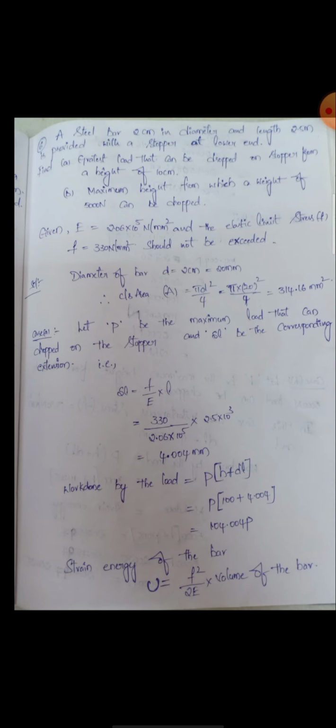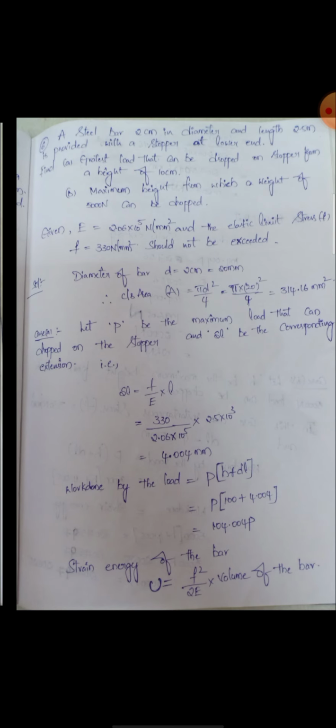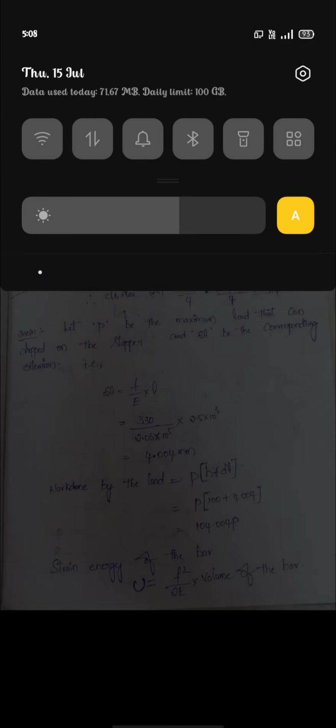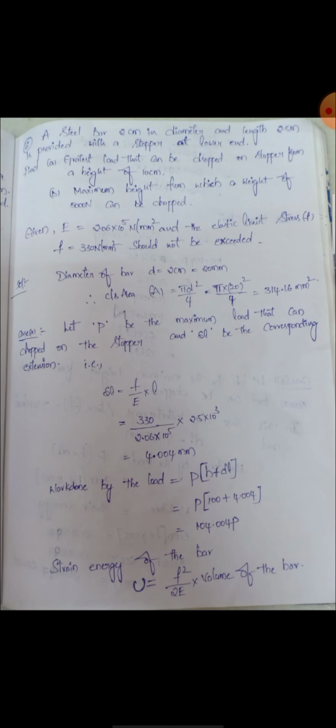Next, work done by the load. Here a dropping, nothing but an impact load, is applied. So the work done by the load equals P into (H plus delta L). Here H equal to 10 centimeters, nothing but 100 mm, plus the delta L value of 4.004 mm. After calculating, the work done by the load in terms of P equals 104.004 into P.